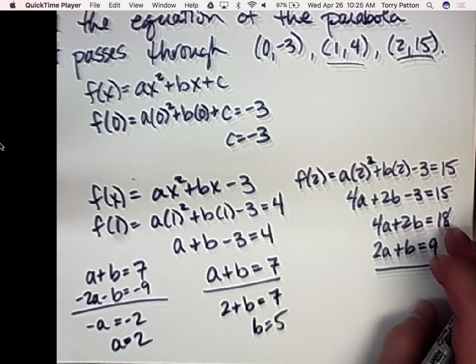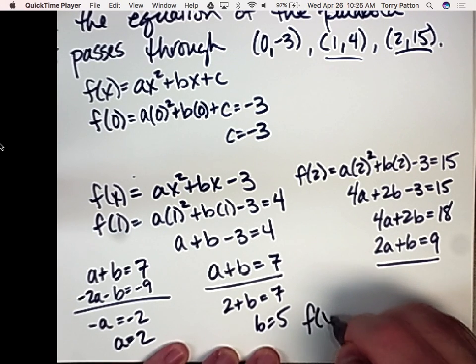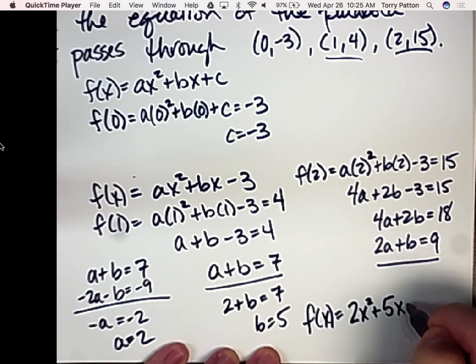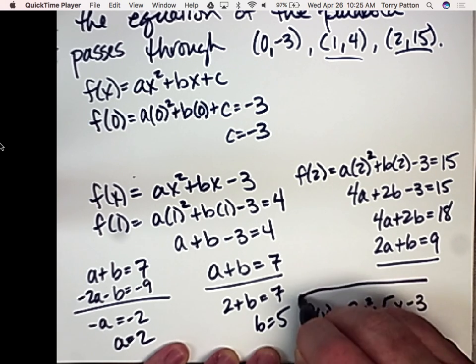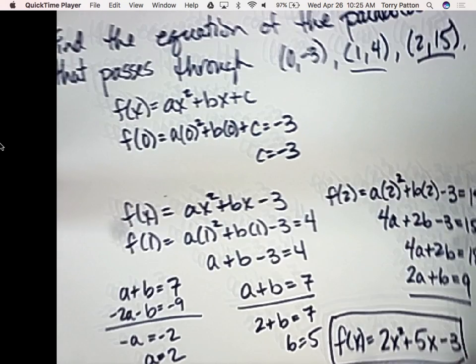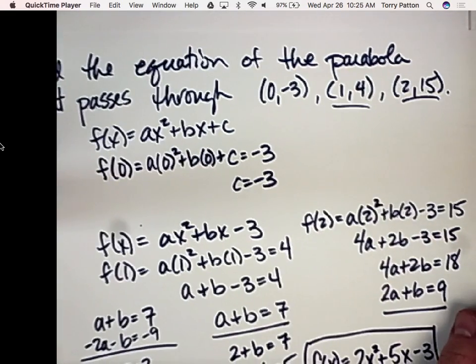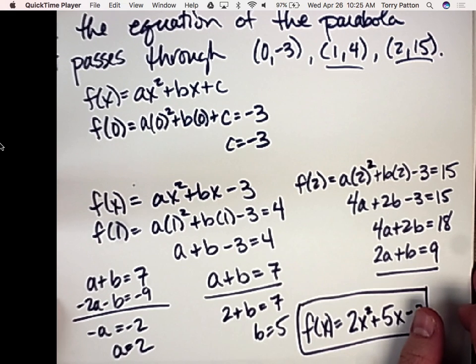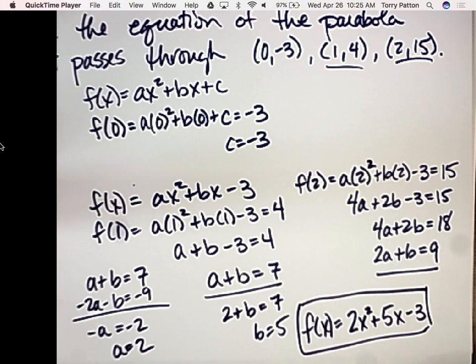So your equation is f of x is ax squared plus bx plus c. Make sense? Now let's see if that made sense with the graph if we were to graph these 3 points.